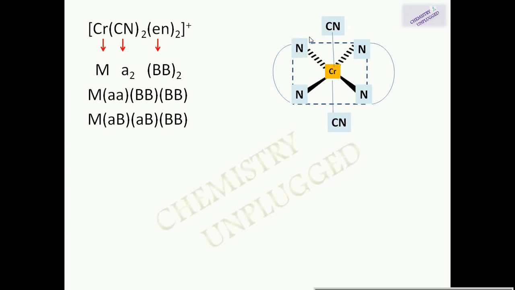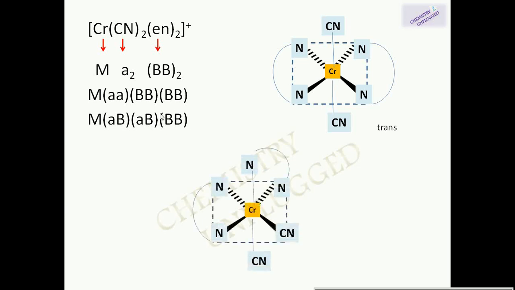For example, in this case, this N belongs to this ethylenediamine group and it is trans to this N which belongs to another ethylenediamine group. So in this case, they can be placed in the same bracket. In earlier cases, we have only one bidentate ligand. Here we have two bidentate ligands. So we can keep them in one bracket for this example. So another possible combination is that A can combine with this B and another A can combine with another B, and two B in the same bracket.